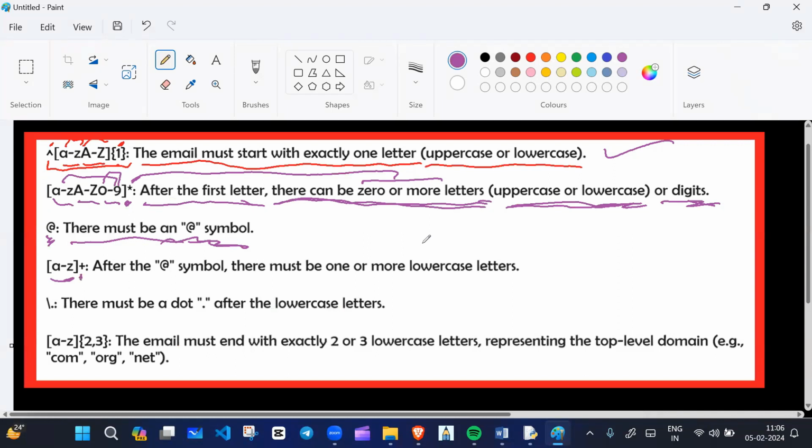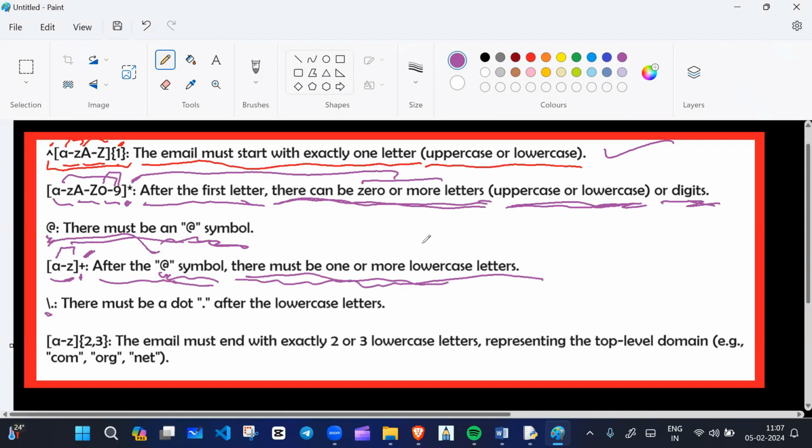And this plus. What's the meaning of this? After the @ symbol, there must be one or more lowercase letters. Plus symbol means at least one or more. One must be there, and many can be. The range is A to Z. After this @ symbol, there must be one or more lowercase letters, right?